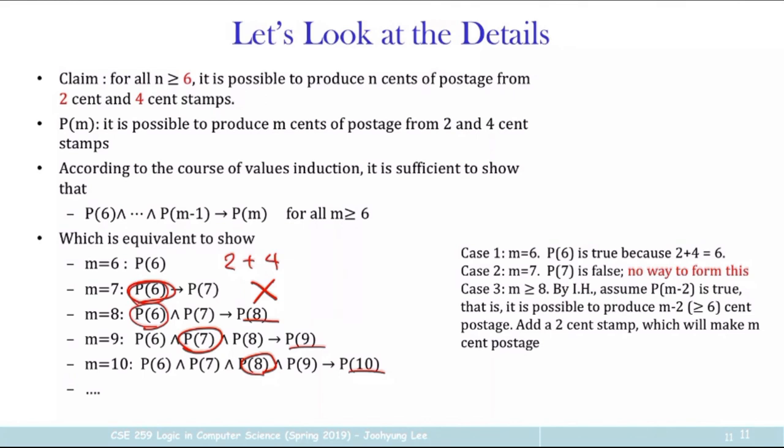When m equals 10, assume P of 8 is true. That is also covered because that's in the induction hypothesis. You can assume it and add a 2-cent stamp. So this one plus 2 is 10. We are done. Okay? The only problem is here. When you create 7-cent postage, you cannot assume that 5-cent postage can be made because that's not covered by the induction hypothesis.